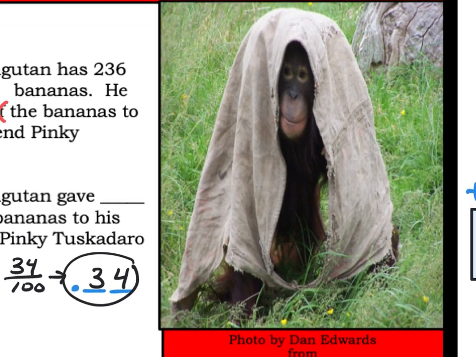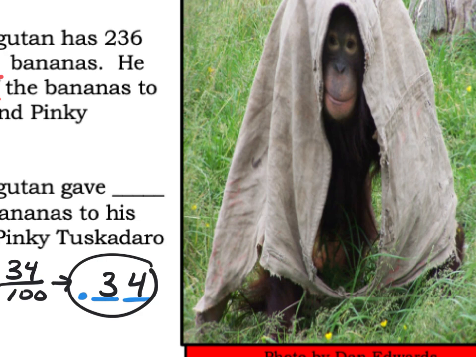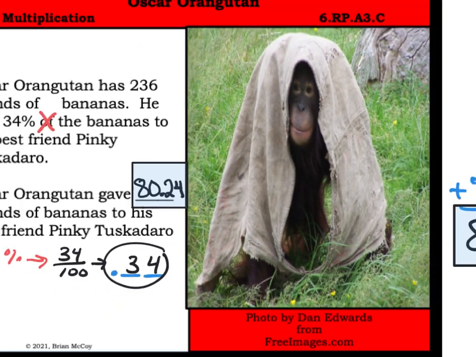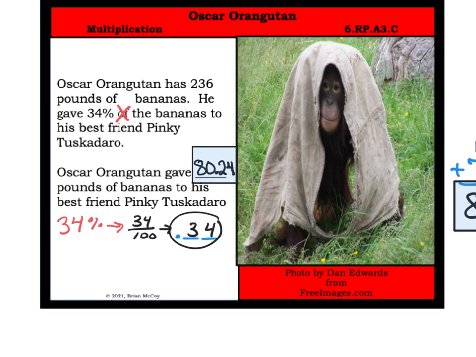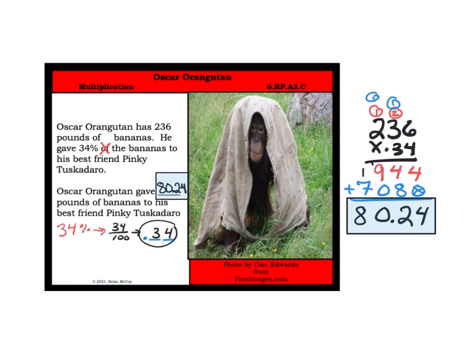That means right here, we're going to plug in 80.24. Let's make that decimal point nice and big. And then we're going to go ahead and box that as well, and just center it a little bit better. So bear with me. There we go. Excellent, excellent. All right, so in answer to the question, Oscar Orangutan gave 80.24 pounds of bananas to his best friend, Pinky Tuscadero. And you gotta love that, my friends.